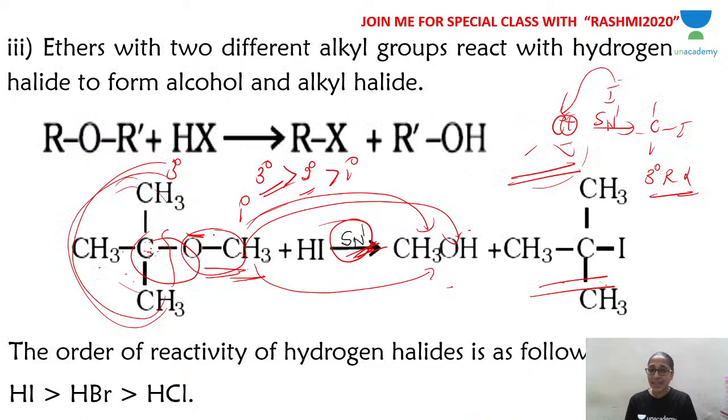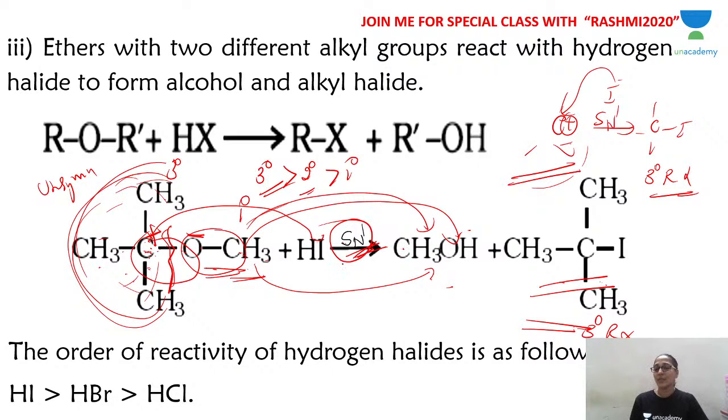But in the case of unsymmetric ethers, if one R group is tertiary, then that C-O bond is broken and the tertiary carbocation will take up I minus, forming a tertiary alkyl halide. So the remaining part will form alcohol. So you have to remember this.